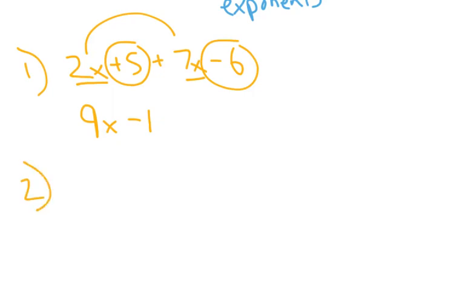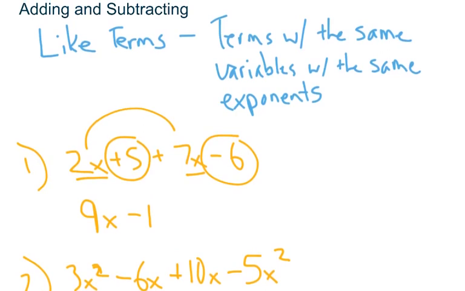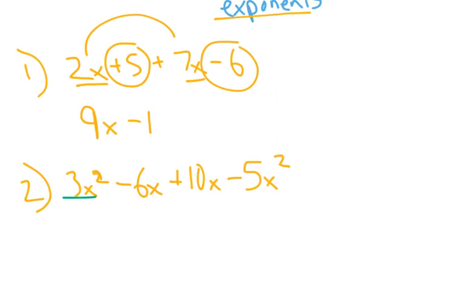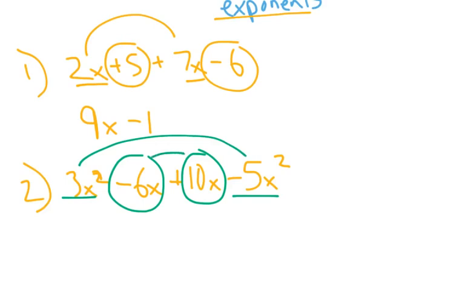Kicking it up a notch, we could have something like 3x squared minus 6x plus 10x minus 5x squared. Now here we have a bunch of x's. However, our definition of like terms says that they have to have the same exponents as well. So the 3x squared and the negative 5x squared are like terms. The negative 6x and the 10x are like terms. And they're the only ones that can interact with each other in these little groupings and pairings.